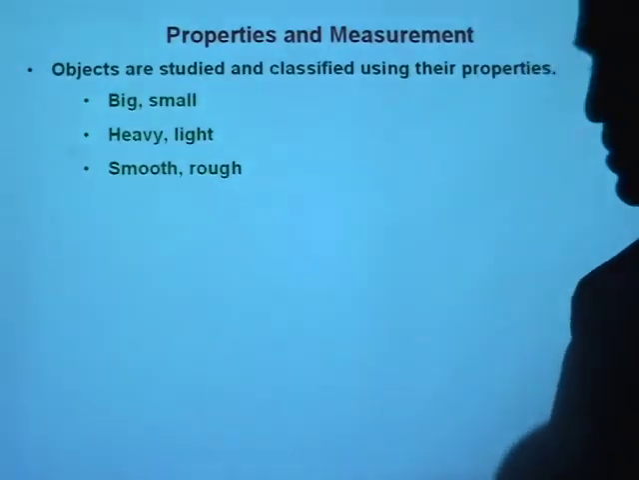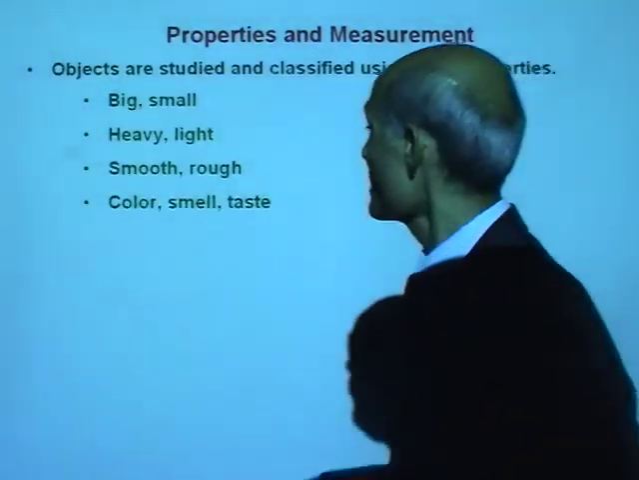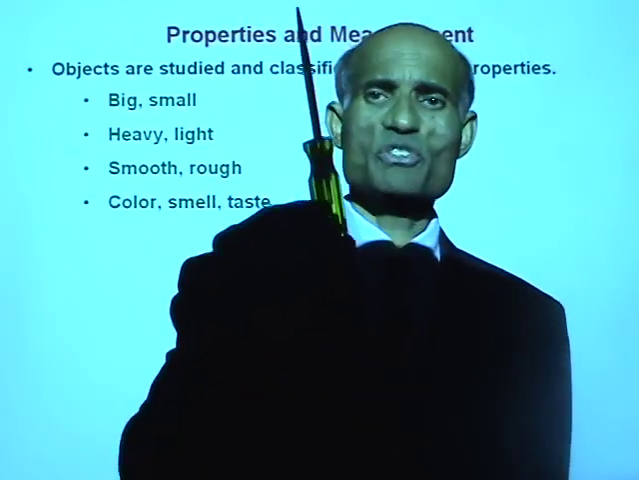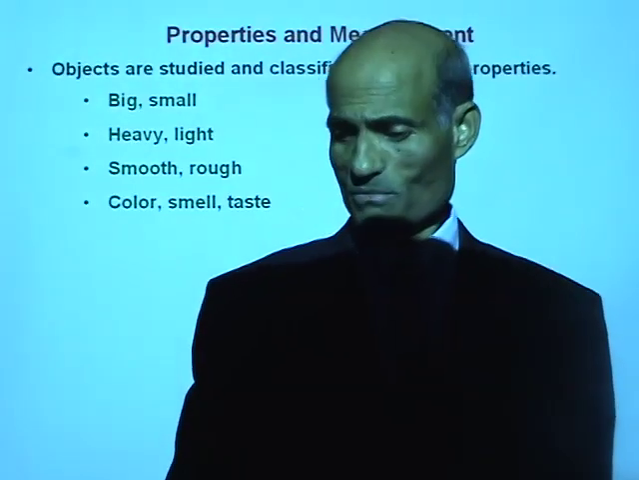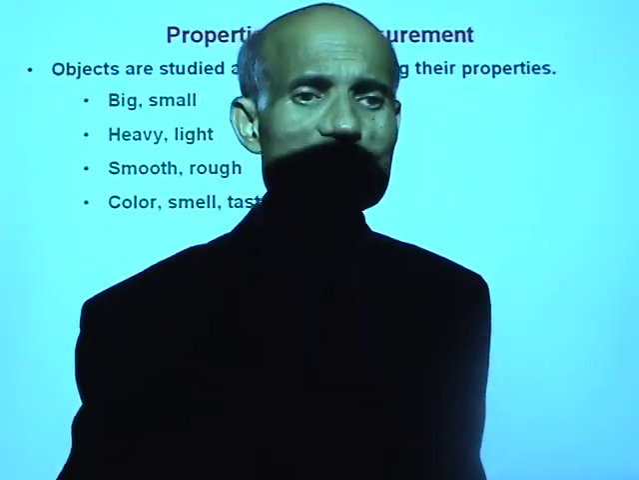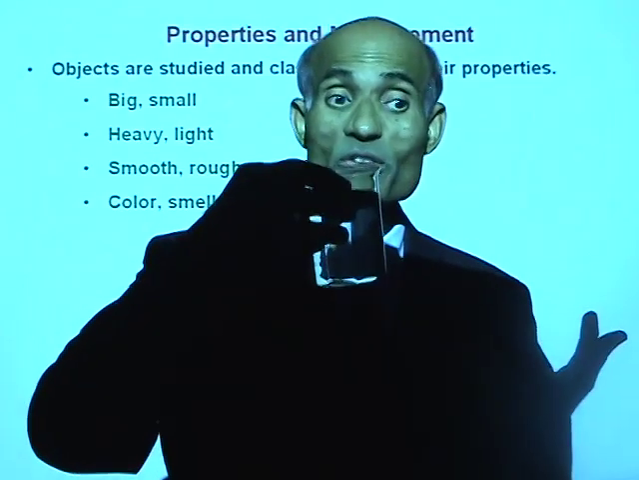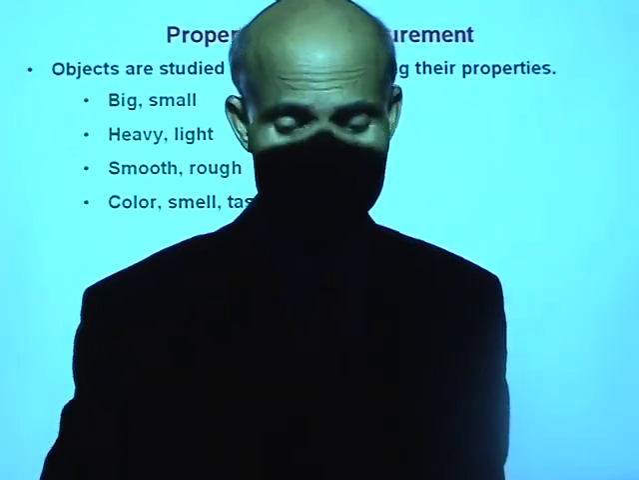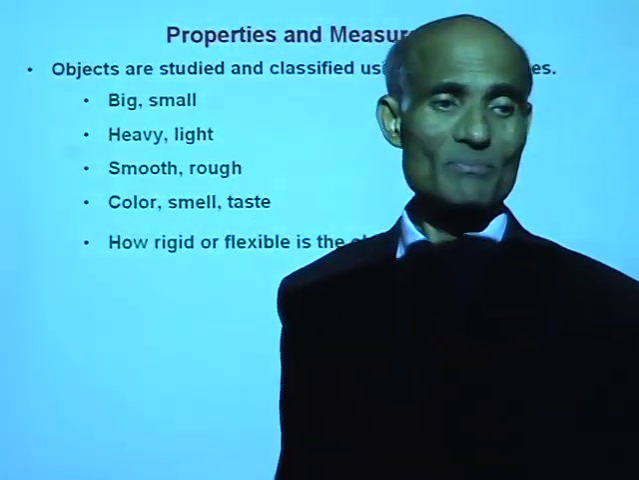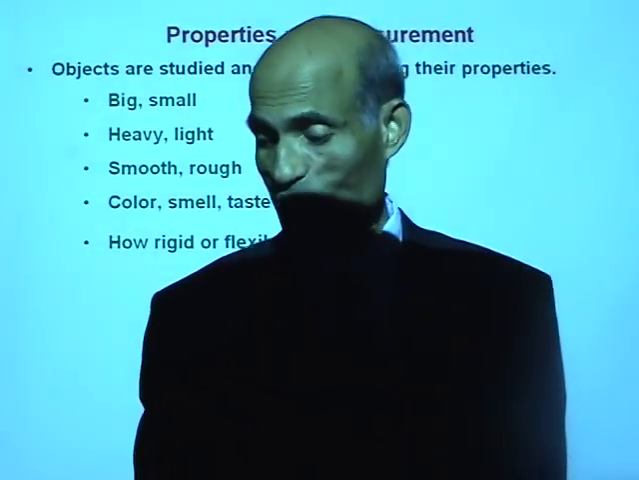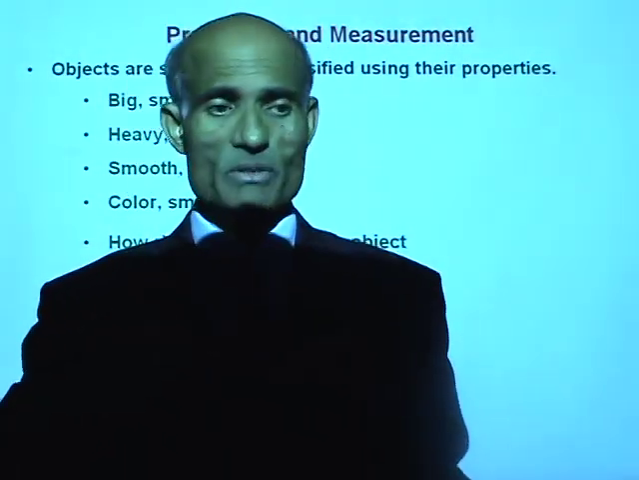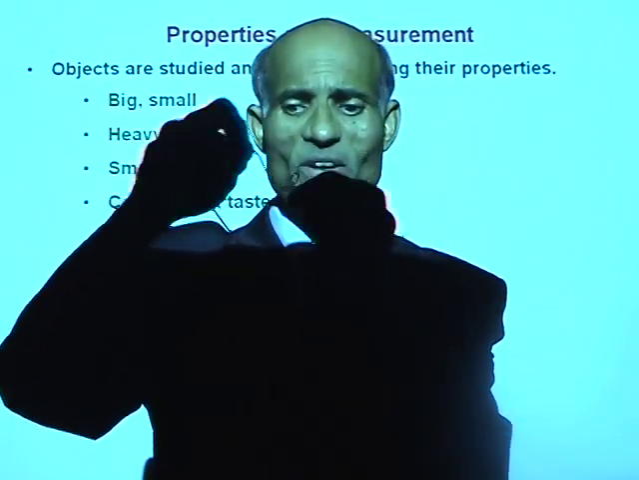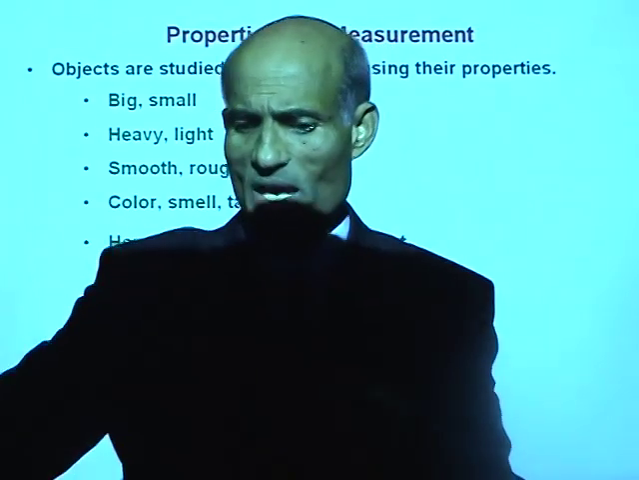Well, what other properties can we assign? You can assign properties like color, smell. Now, this has color. Well, is there anything I can find that has smell? We very often classify objects using their smell. What other properties can you think of? How rigid or flexible objects are. Now, look at this. What property has this got? This is quite flexible. I can use this to tie things.